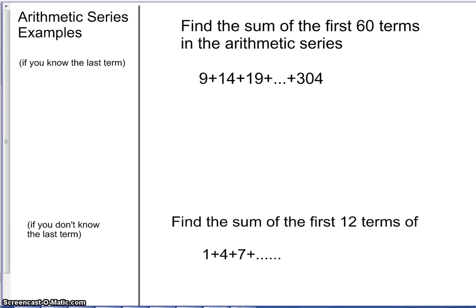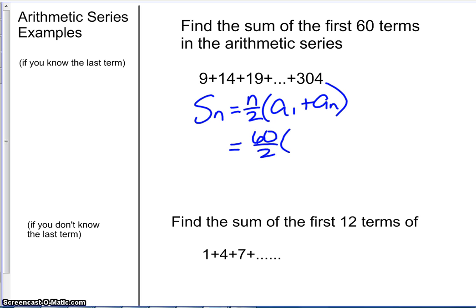Now it tells us here my first term and my last term. And then we want to know what is the sum of my first 60 terms. Well, I know that my sum formula is I take the number of terms divided by 2, I take my first term and my last term, and I add them together, and that's what I multiply by. So here it's going to be 60 divided by 2 times 9 plus 304. 60 divided by 2 is 30, and we have 313.